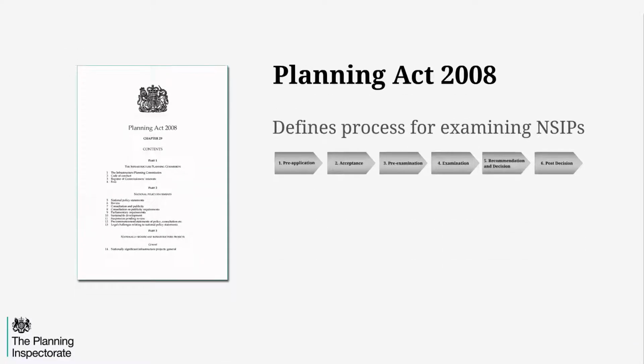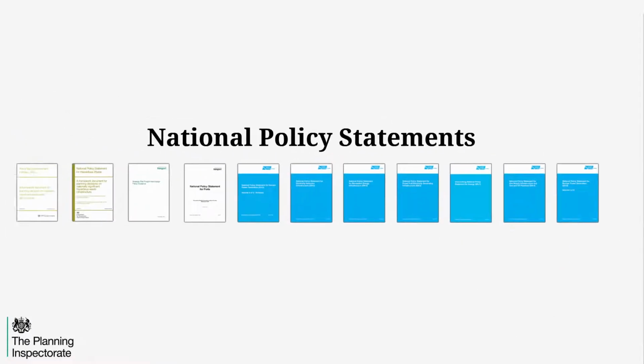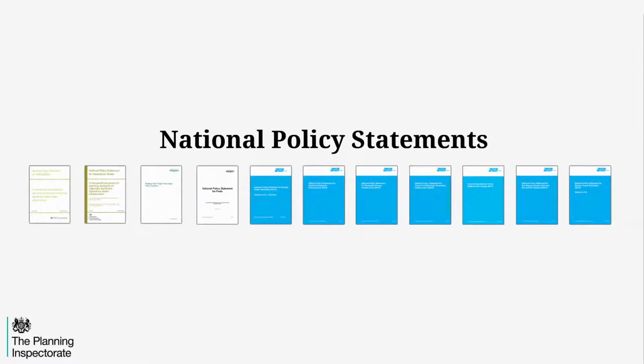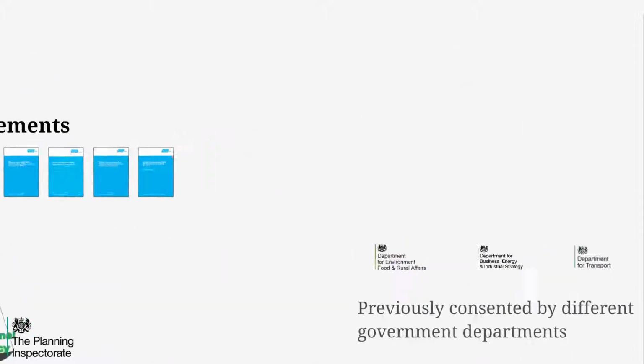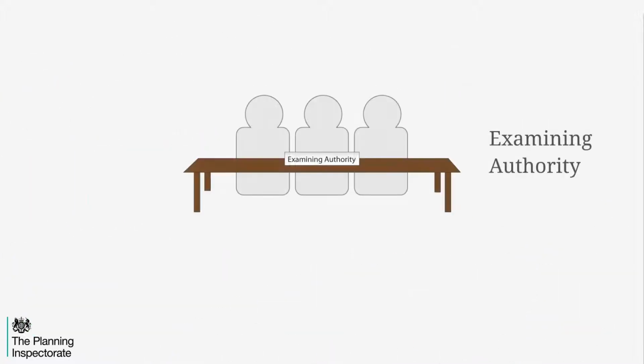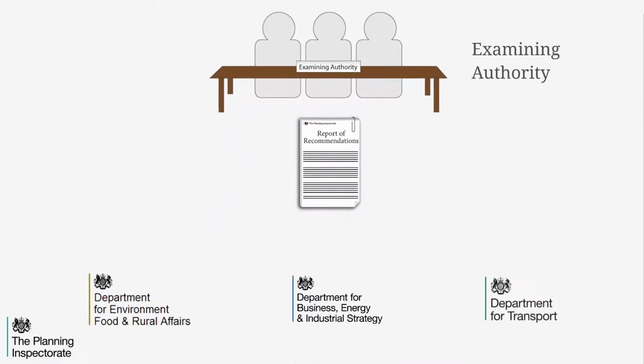The Planning Act 2008 defines and establishes a process for examining NSIPs, which would previously have been consented by different government departments. The need for these schemes is established in national policy statements, and the purpose of the process is to weigh the local impacts of the scheme against the national need for such infrastructure in a fair, open and impartial manner. Our inspectors, who form what is known as the examining authority in considering projects, will make a recommendation to the relevant Secretary of State about whether or not to grant consent for these schemes.